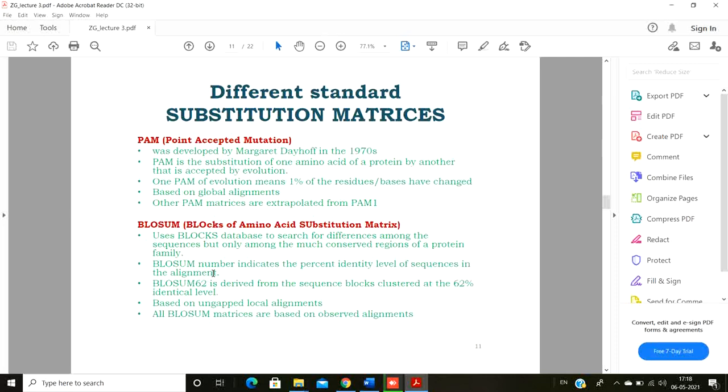There are various kinds of BLOSUM. If you have BLOSUM 62, that means the sequence blocks are clustered at a 62% identity level. So what is the difference between PAM and BLOSUM? Can anyone say?